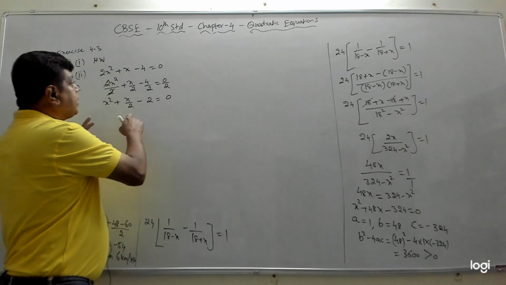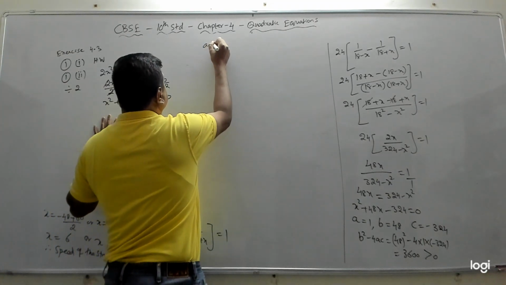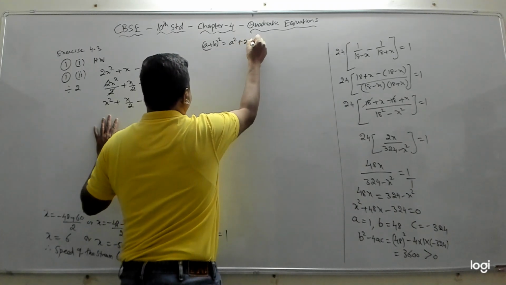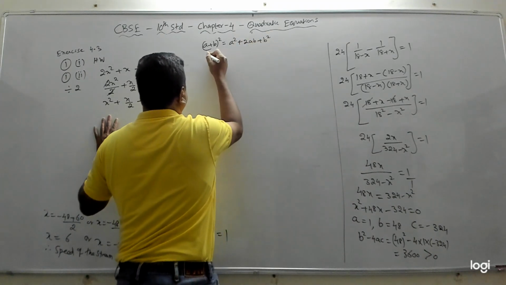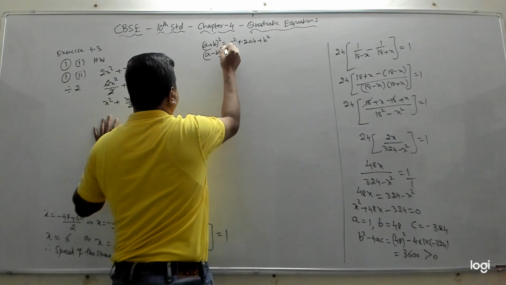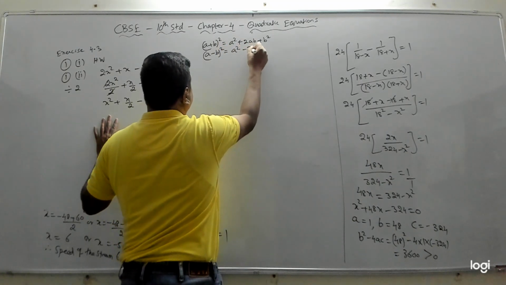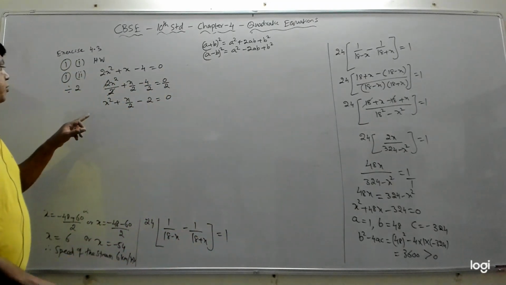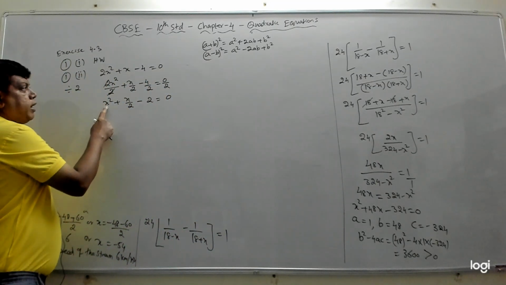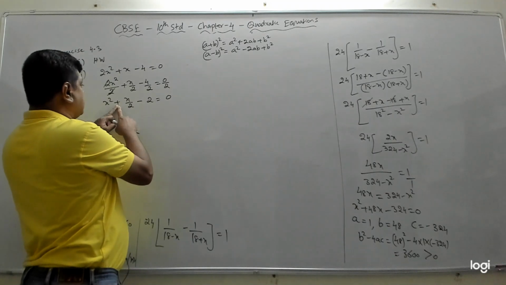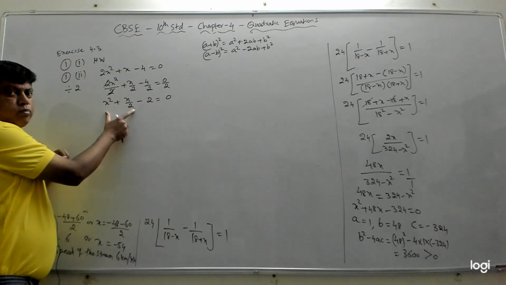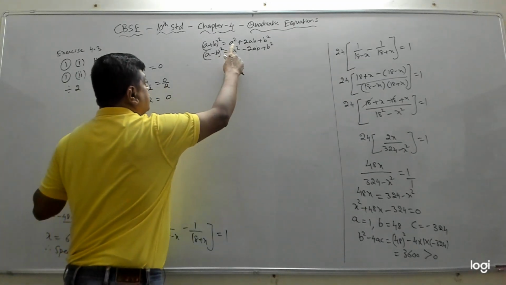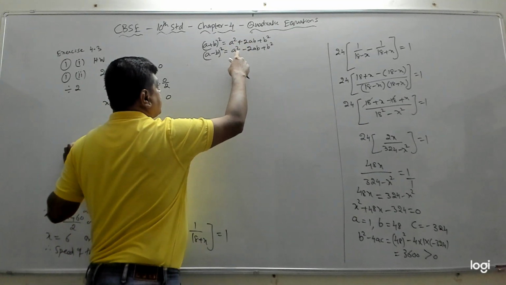Now we should compare this with either a plus b the whole square, which is a square plus 2ab plus b square, or with a minus b the whole square, which is a square minus 2ab plus b square. One of them. Here, you are getting plus. You have to take only these two terms. Don't worry about the constant term. Take these two terms and compare: either it is like a square plus 2ab or a square minus 2ab.